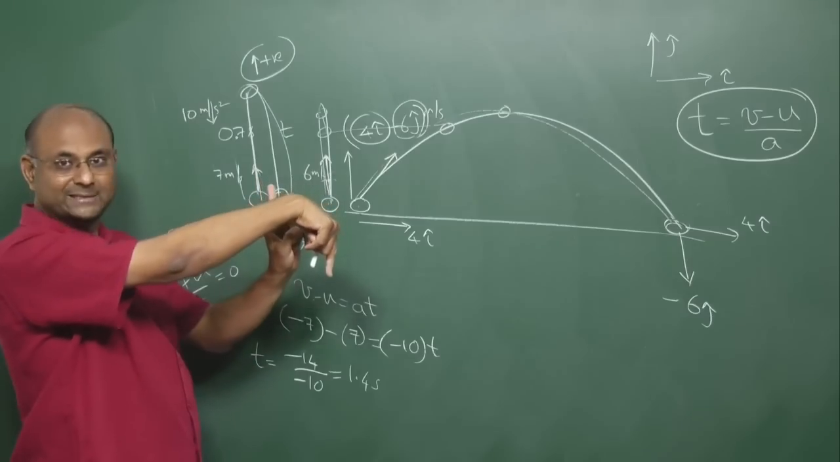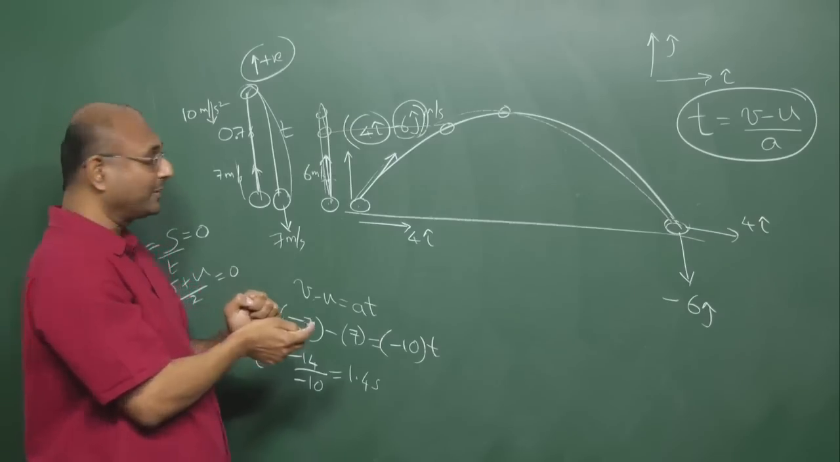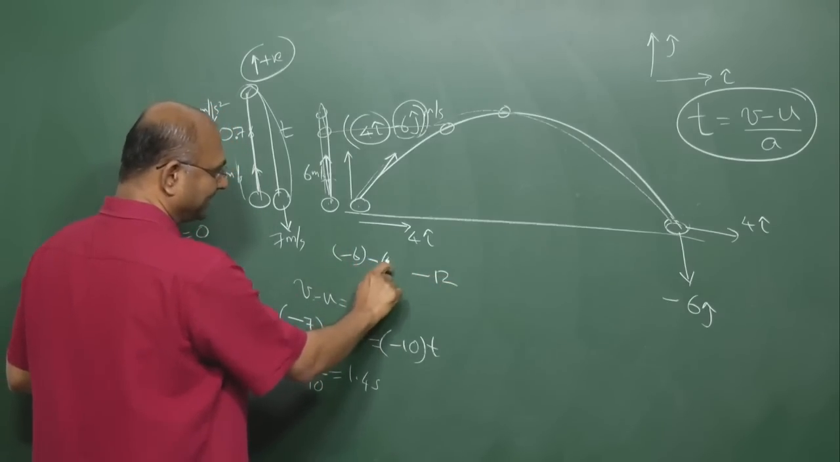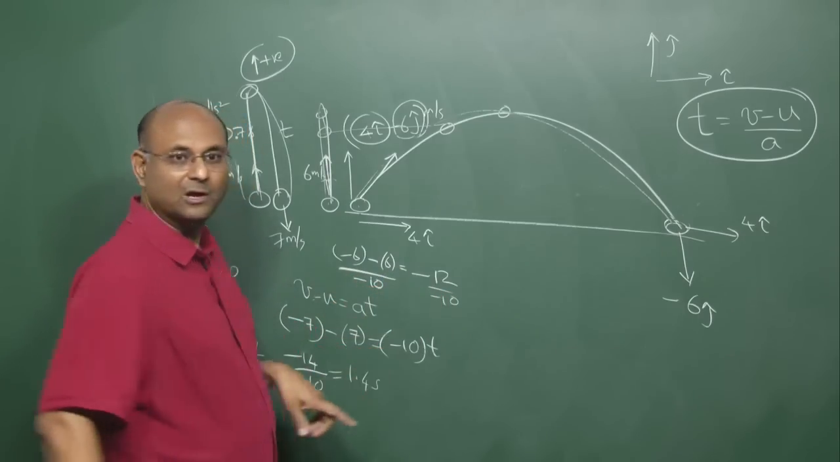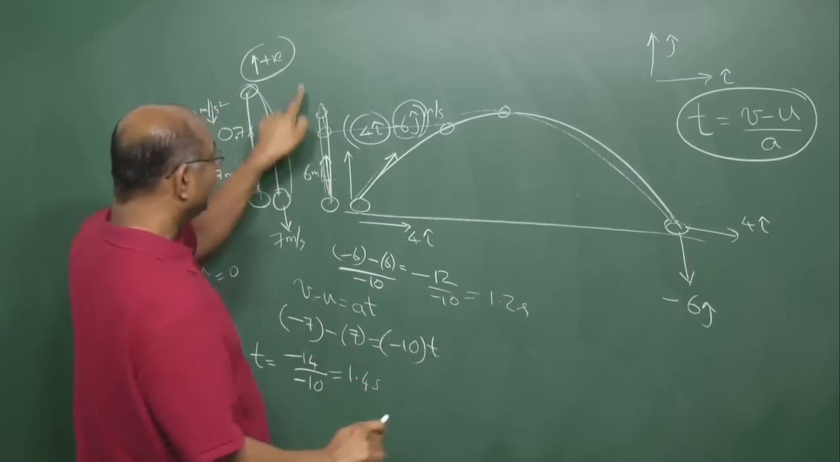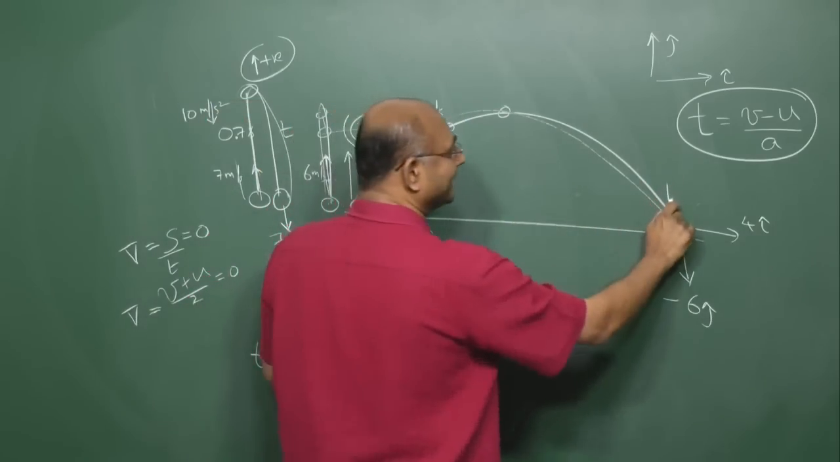6 becomes minus 6. How much time? Minus 6 minus plus 6, which is minus 12. So minus 6 minus of plus 6 is minus 12, divided by acceleration minus 10. How much is that? 1.2 seconds. So this ball takes 1.2 seconds. How much time will this ball take to hit the ground? 1.2 seconds.